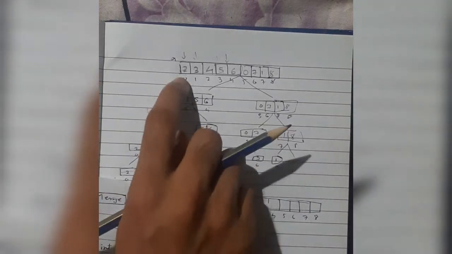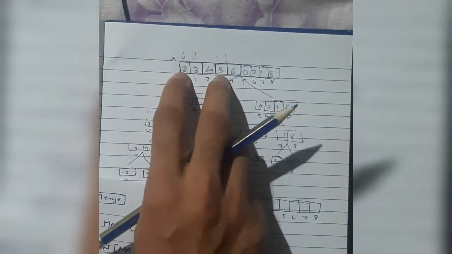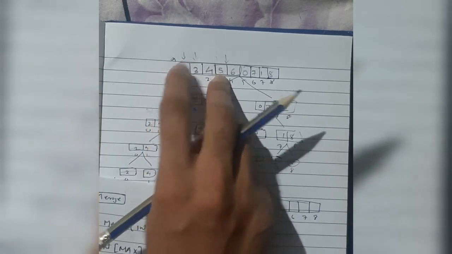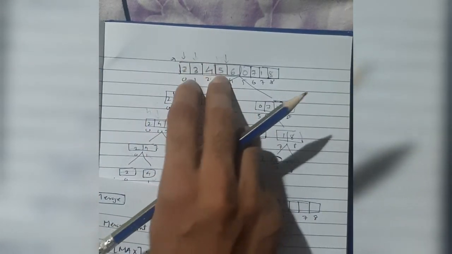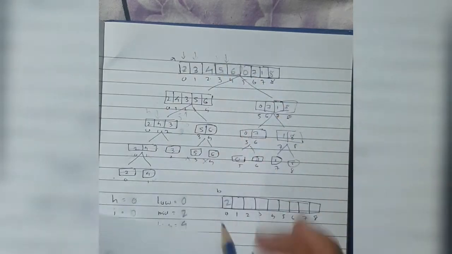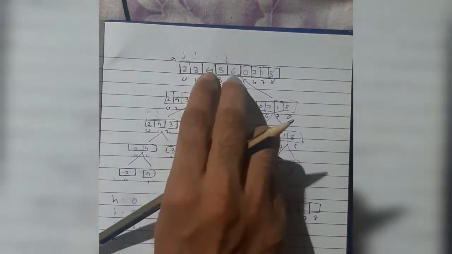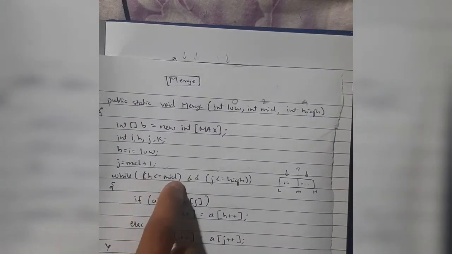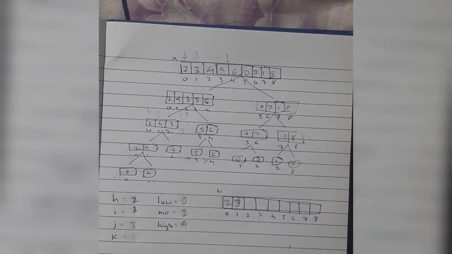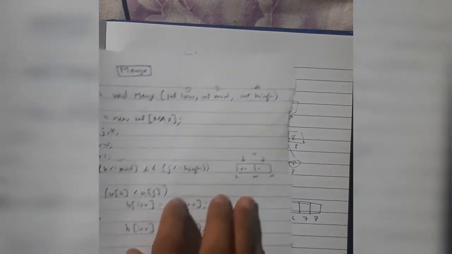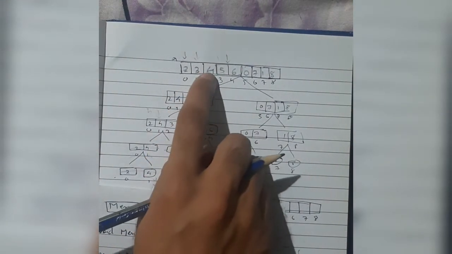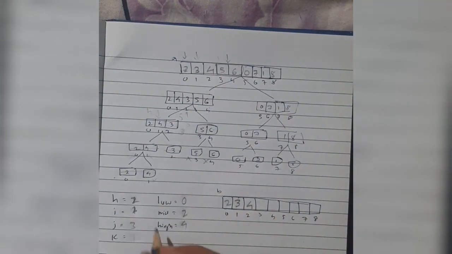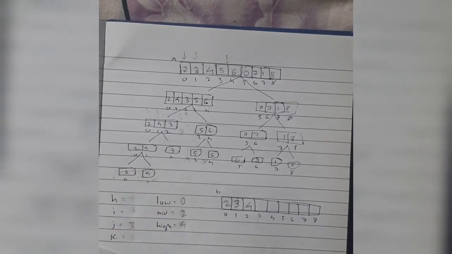Why? Because this one was the low element. Whichever low element we get, that one will be incremented and we compare the next element. So h will be 1 now, 3 will be copied to the next location. Then again go to the while condition, h is less than or equal to mid, true. J is less than or equal to high, true. So do this, a of h is less than a of j or not. A of h is 4, is 4 less than 5? Yes, 4 is less than 5. Copy 4 here and increment the values of i and h. I and h will become 3 now.